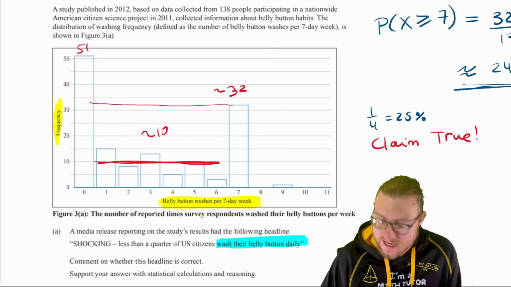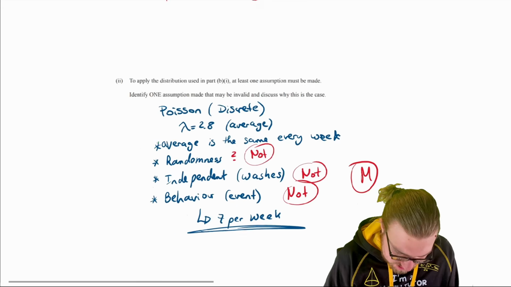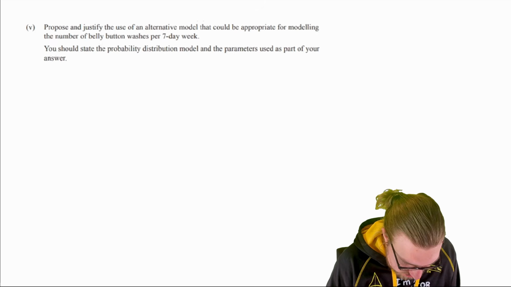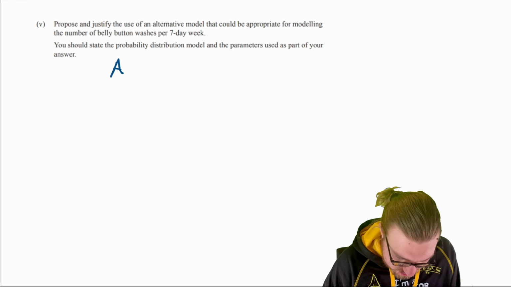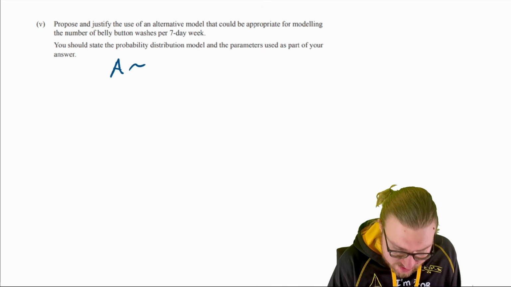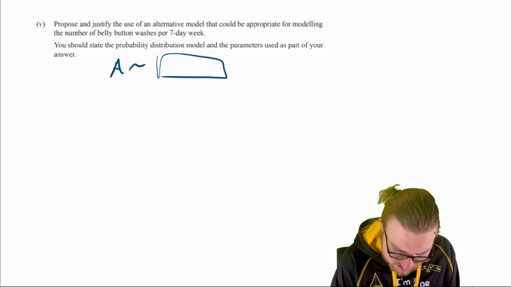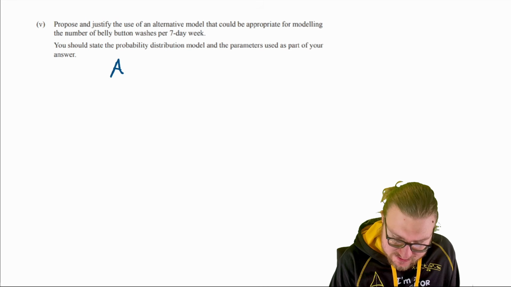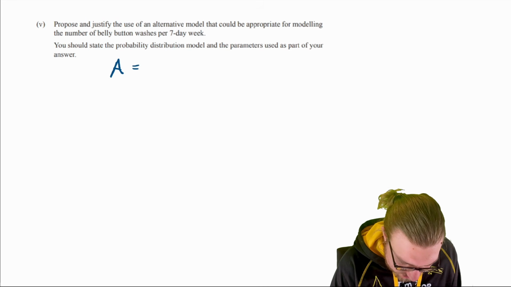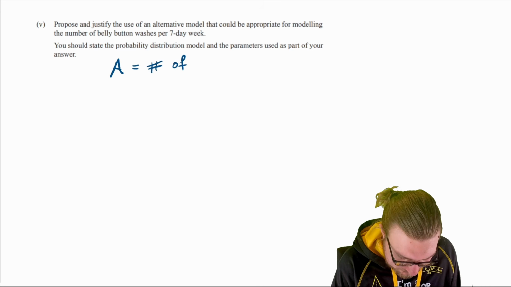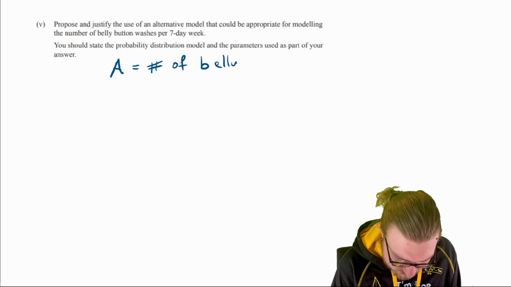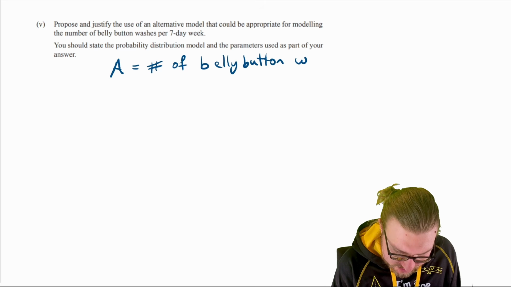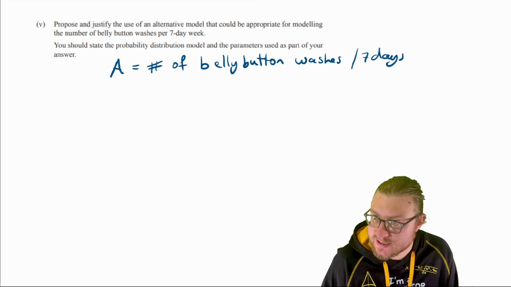So let's build ourselves a little model, and we're hard coding what the distribution is going to look like. So we're going to write now: A is our random variable here, our alternative random variable. And we're going to say this has distribution, but we can't put this in here, right? So we have to tell the reader what A is. So A is the number of belly button washes per 7-day week, per 7 days, right? So this is what A stands for.